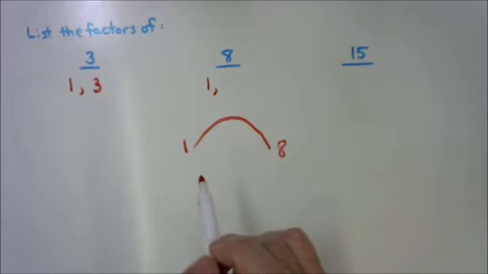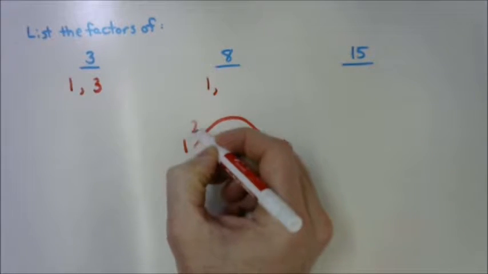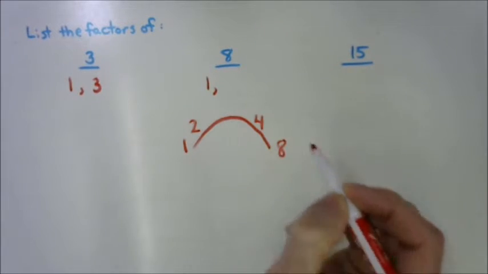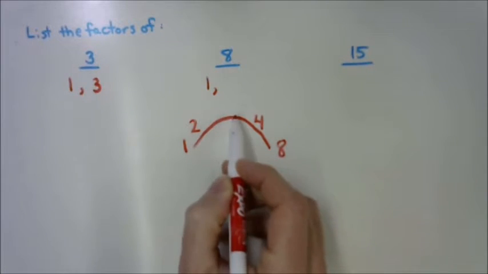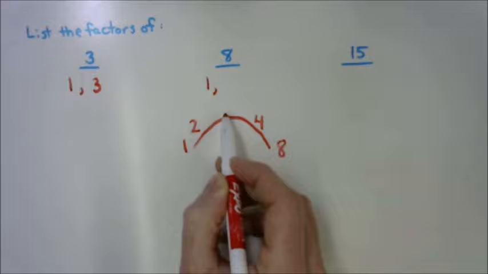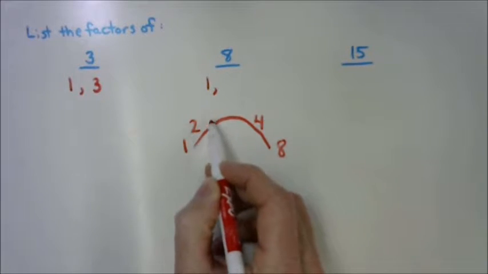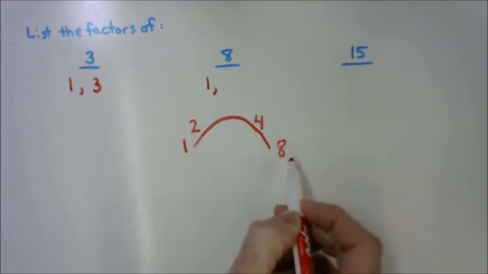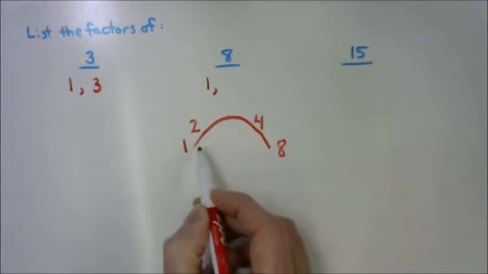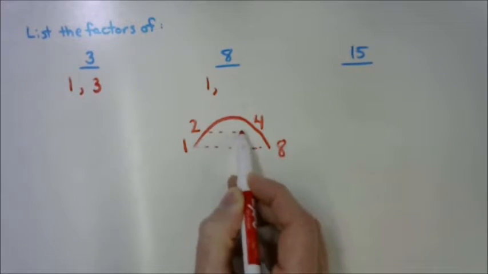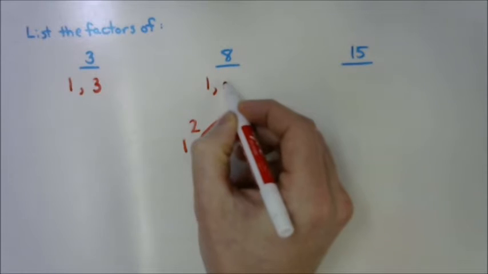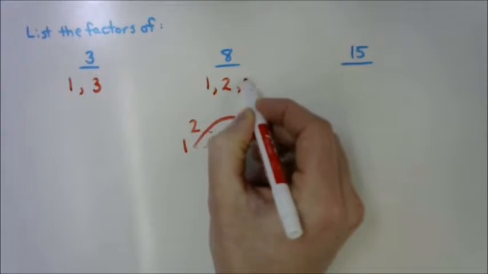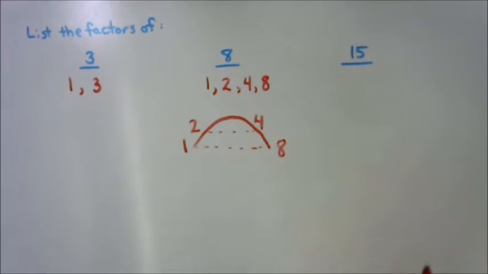What's another factor of 8? 2 is working up the hill, and then I'm at 4. The only number in between 2 and 4 is 3. Is 3 a factor of 8? No. So that means I've gotten to the top of the hill, and on the other side I already have all my answers because there's always a match on both sides of the hill. Okay? So all the factors of 8 are 1, 2, 4, and 8.